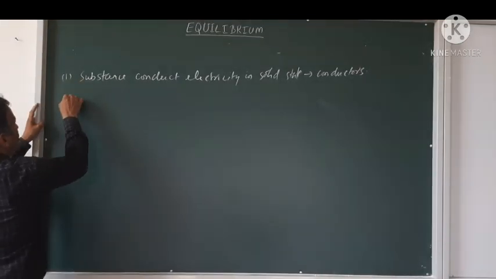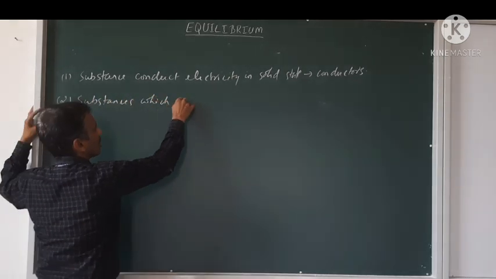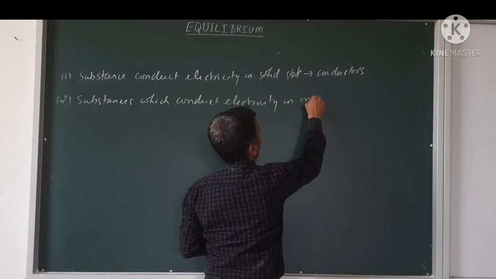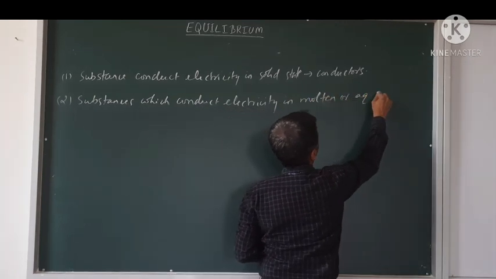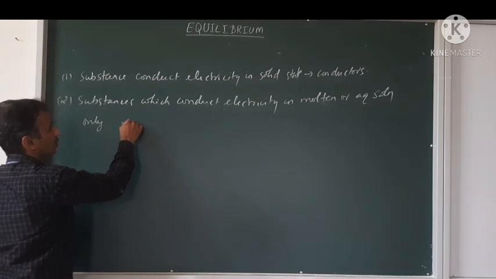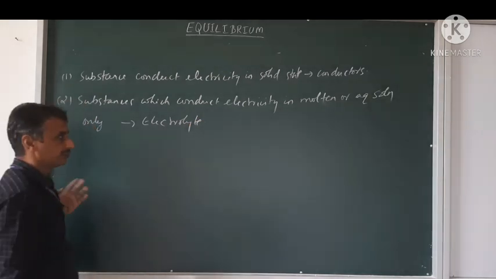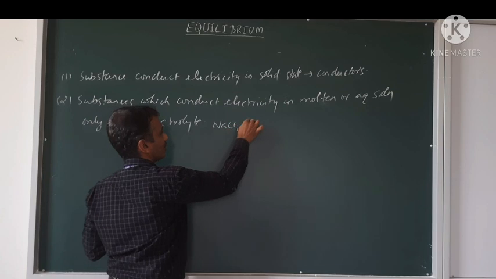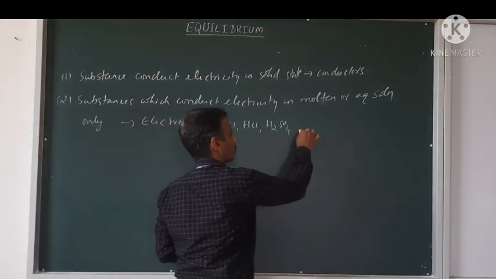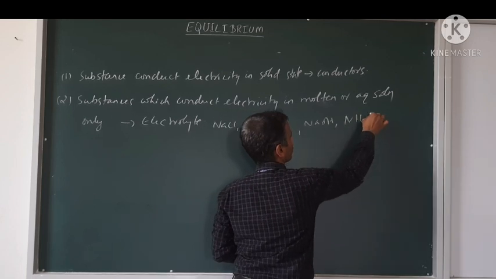Whereas substances which conduct electricity in molten or aqueous solution only, not in the solid state, are called electrolytes. Examples: NaCl, HCl, H2SO4, etc. Or sodium hydroxide, NH4OH. These are all electrolytes only.